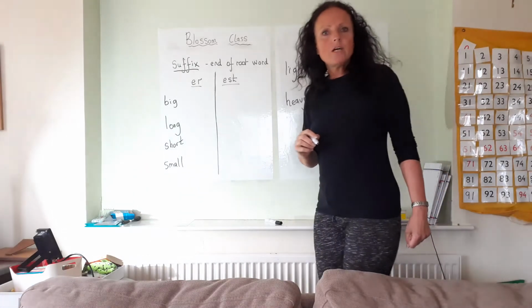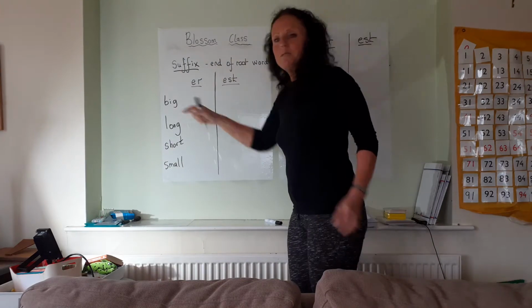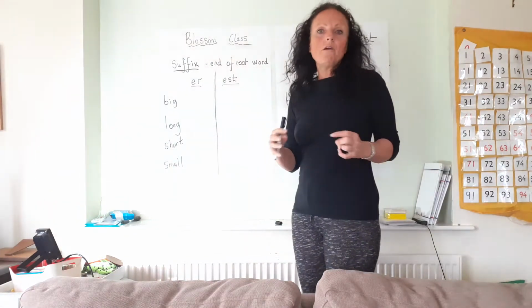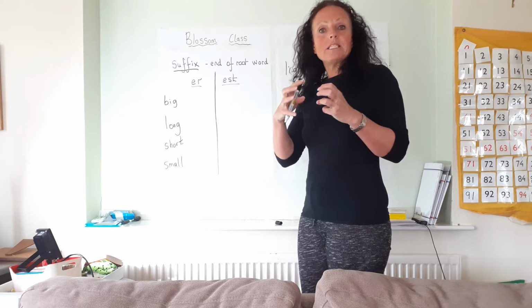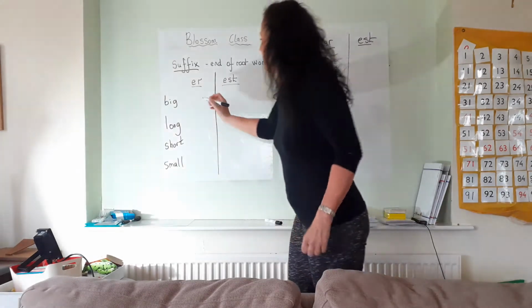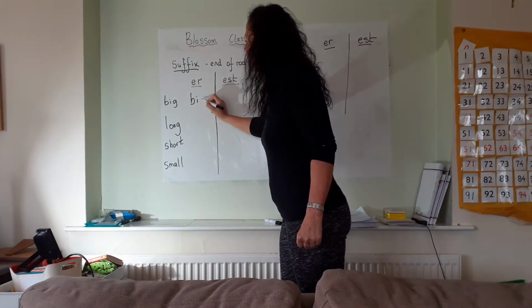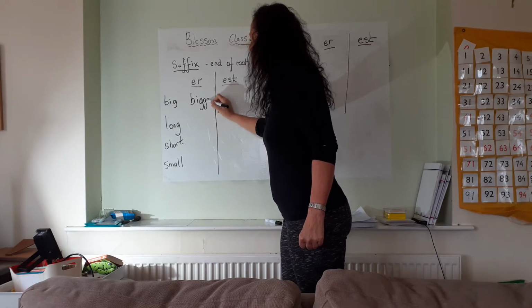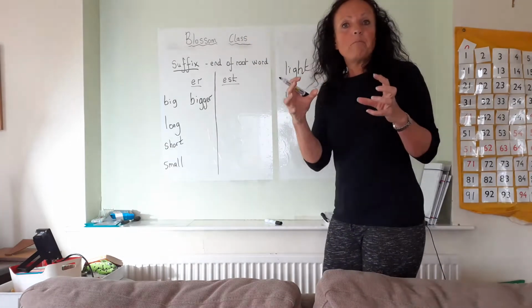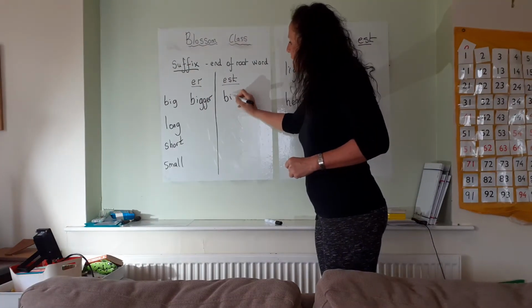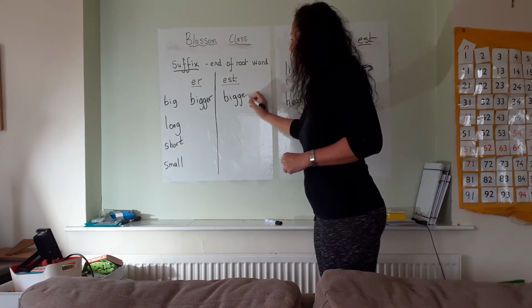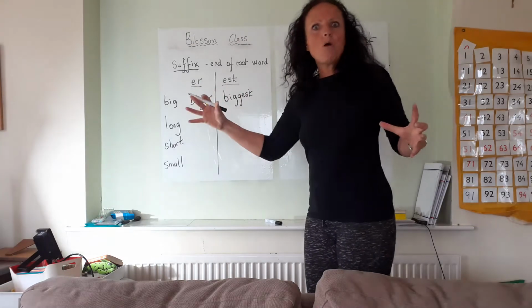Okay, Blossom? So let's think about the word big. So if you were saying something was big, if you added the er it means it's getting bigger. Okay, so I'm going to be bigger. So something is big, that is the biggest. So when you add that word, the est, it means it's the most.